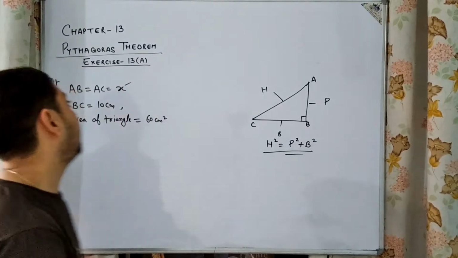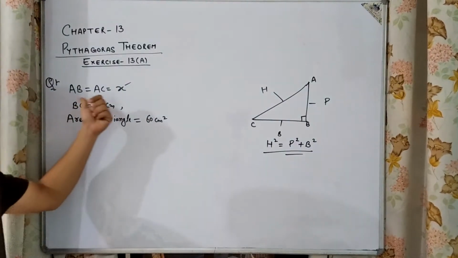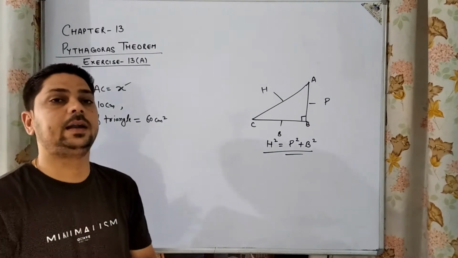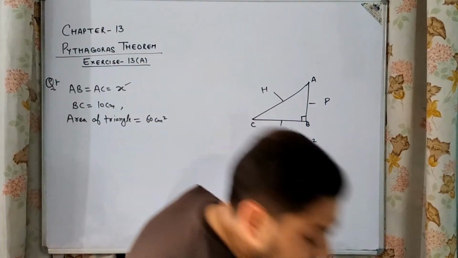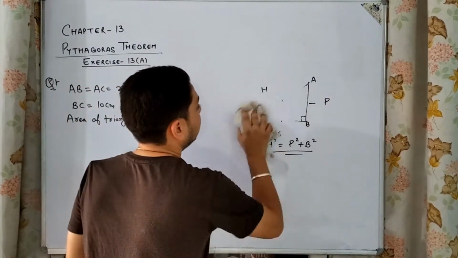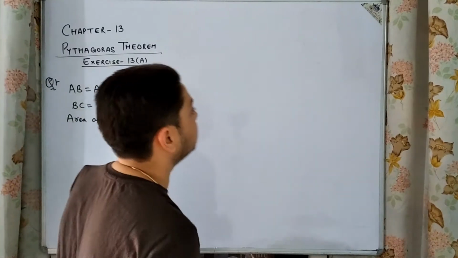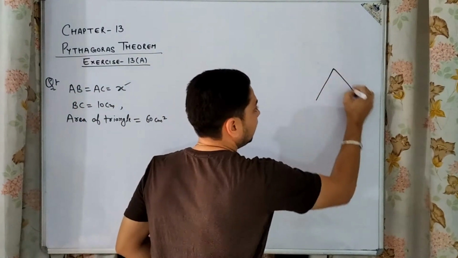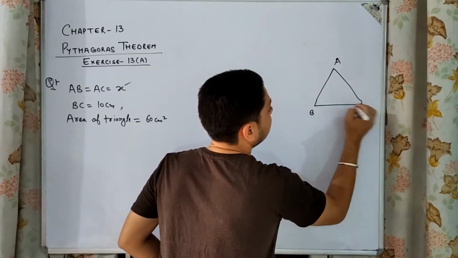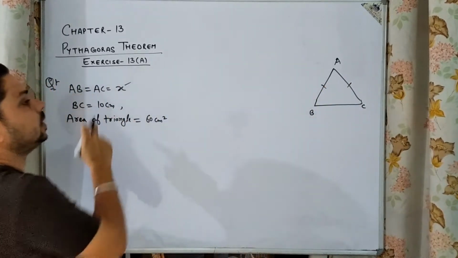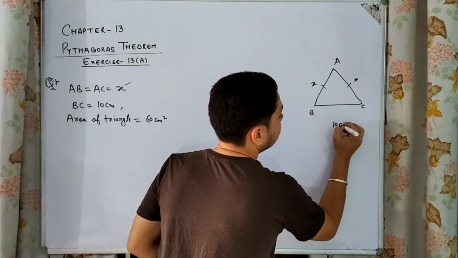Okay, what is given here? AB is equal to AC, that is equal to x, and BC is equal to 10 centimeter. So from this information we can see that two sides of the triangle are equal, so it is an isosceles triangle. So we have a triangle like this, triangle ABC, where two sides are equal. AB is equal to AC, which is equal to x, and BC is equal to 10 centimeter.